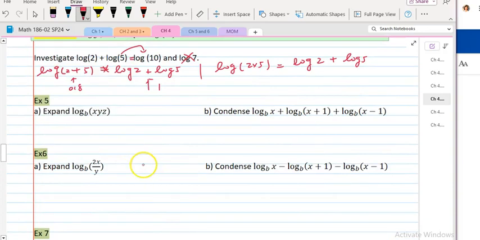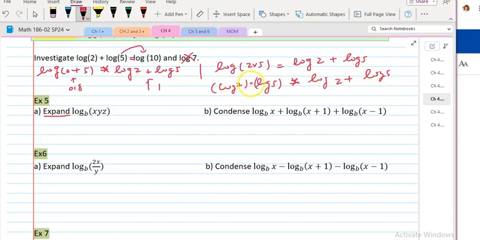Okay, for us, we are interested in using it. So we call this operation expansion. I have one log, and everything inside is x, y, z. Oh, before I do that, I want to also make sure: if you have log 2 times log 5, it is not equal to log of 2 plus 5.